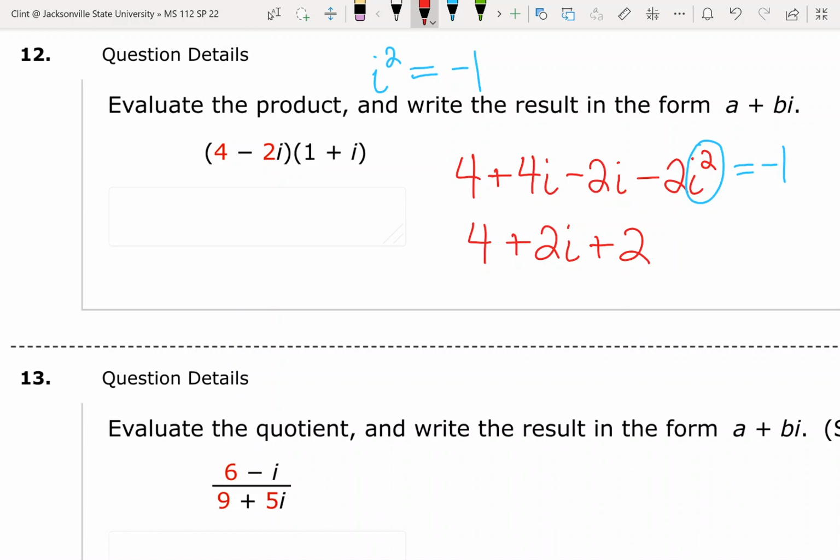Then if we combine the like terms we have now and put it in a plus bi form, 4 plus 2 is 6 plus 2i. Just gotta remember, we don't want to leave i squared in our answer. Okay. Questions on that one? Okay.